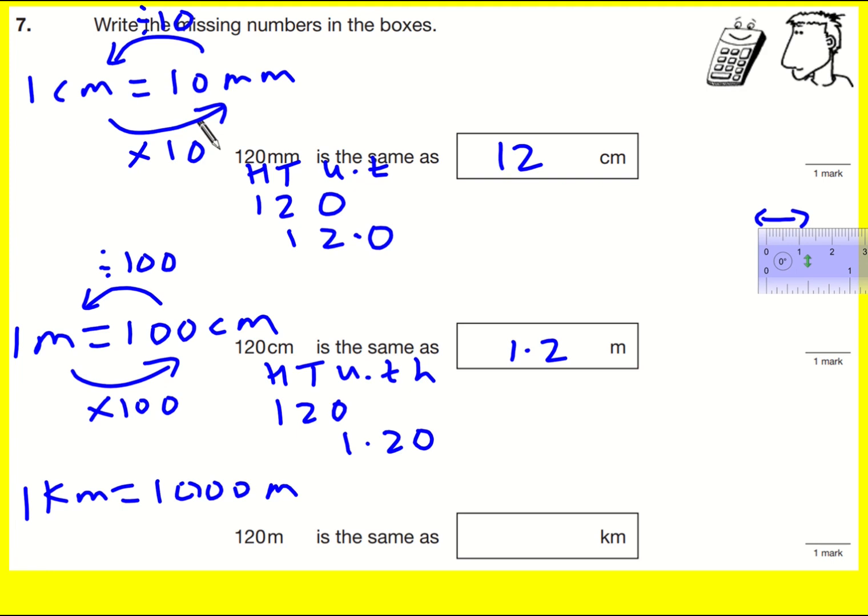So what do we do? Again, we times by 1,000 this way. So going this way, I divide by 1,000. So I'm going to do 120 divided by 1,000. I'm just going to move it one more place down the place value table. It's going to be 0.12. And there we have it.